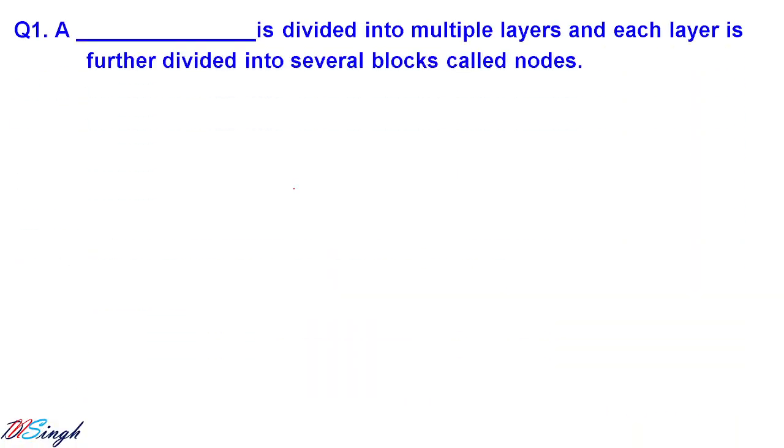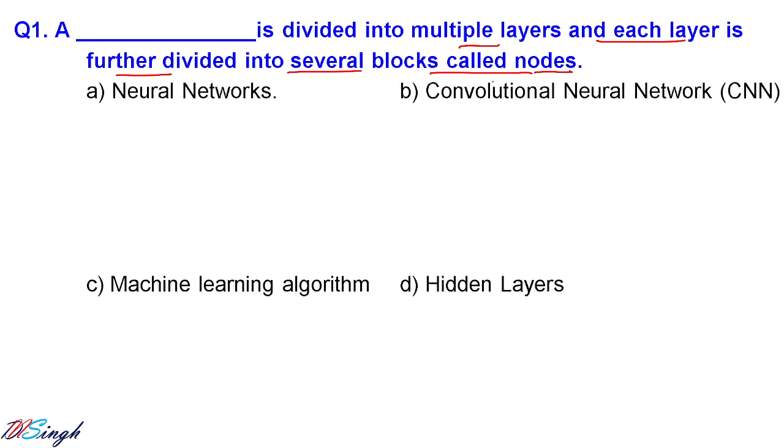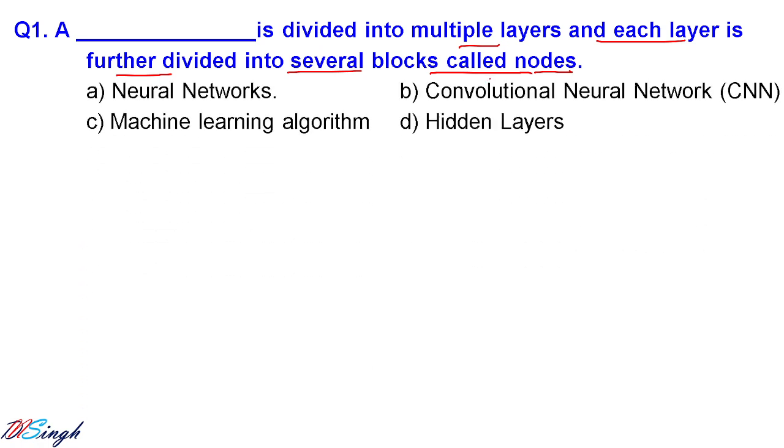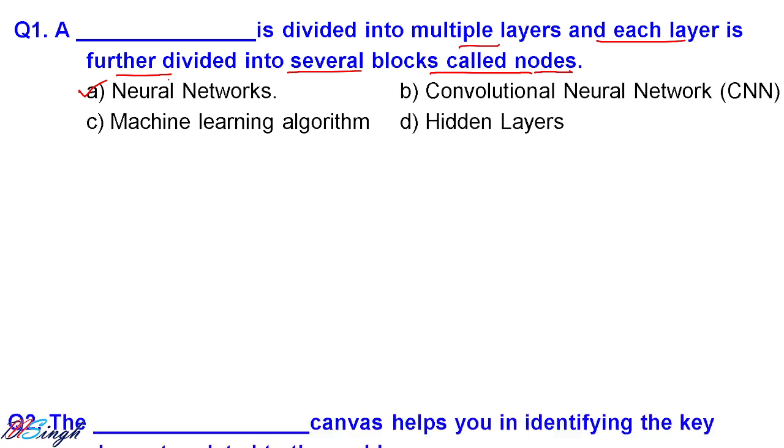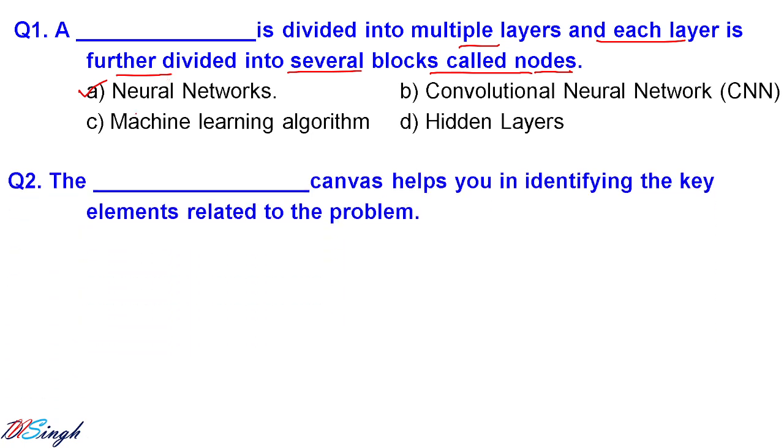First question is saying, fill in the blank: ___ is divided into multiple layers and each layer is further divided into several blocks, and that is called nodes. So by seeing the definition itself, we come to know that we are talking about neural networks, because a neural network has multiple layers like input layer, output layer and hidden layer, and these layers are further divided into different nodes. Let us go to question number 2.